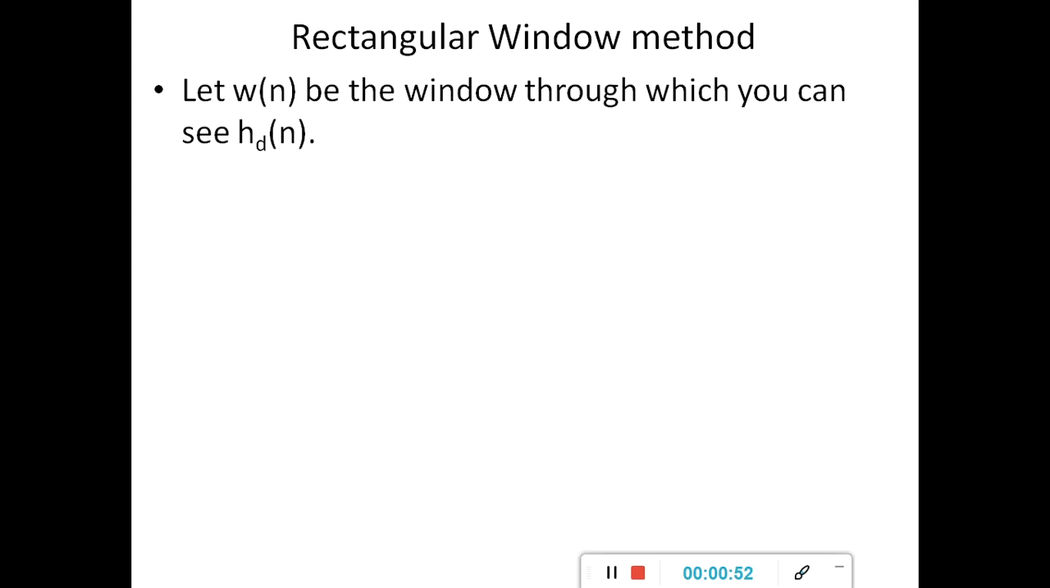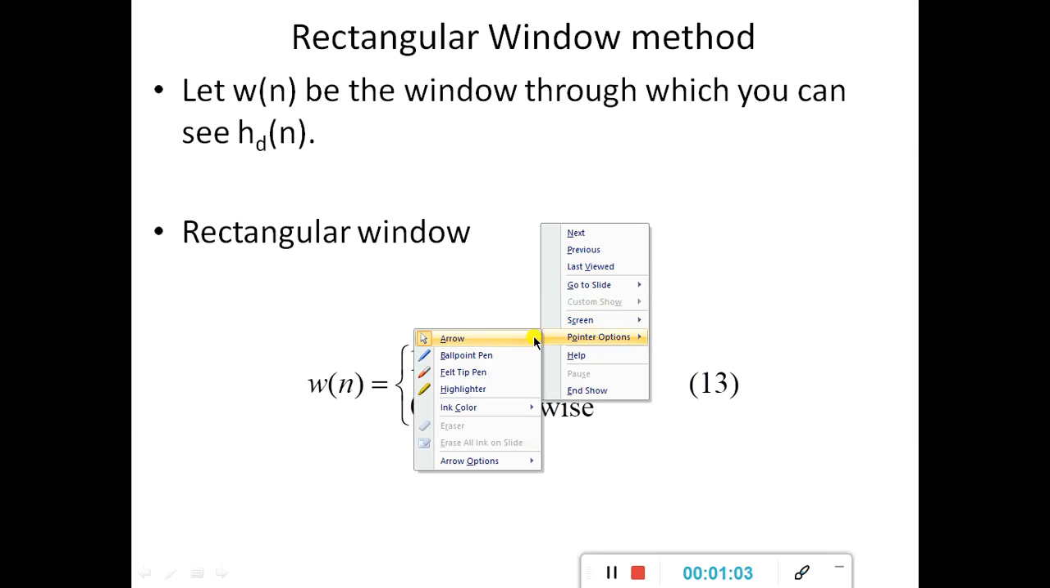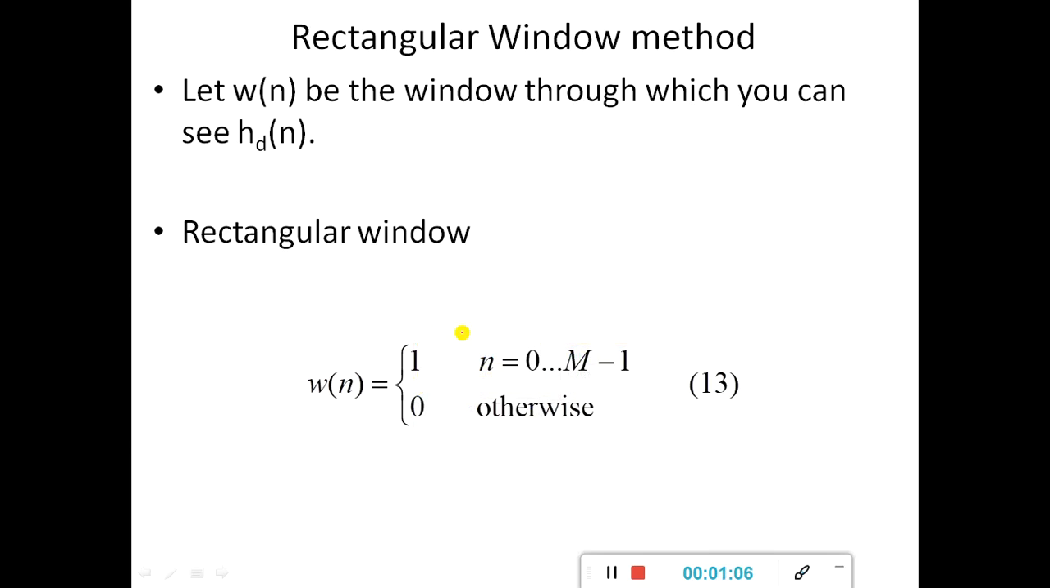First one is the rectangular window. If w(n) is the window function, then the rectangular window function is defined as w(n) equal to 1 for n equal to 0 to M minus 1. This is a very straightforward and simple equation. Here we are looking at this definition in the time domain, and this is a time domain equation. We will multiply hd(n) with respect to w(n) to obtain h(n).